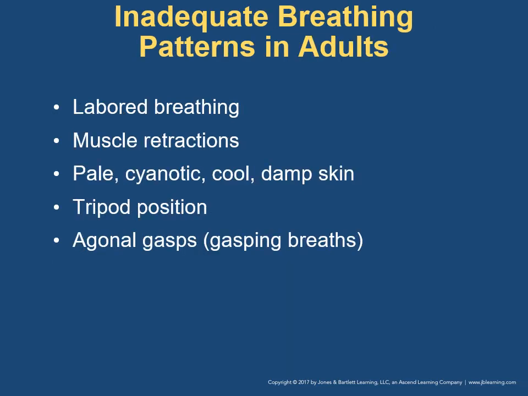Inadequate breathing patterns in adults. You'll have labored breathing. This requires effort and may involve accessory muscles. These muscles are the ones we talked about in the previous sections on the musculoskeletal system, so that's going to be the neck, the clavicle muscles, the intercostal muscles, and the diaphragm. Their breathing could be much slower or it may be faster than normal.